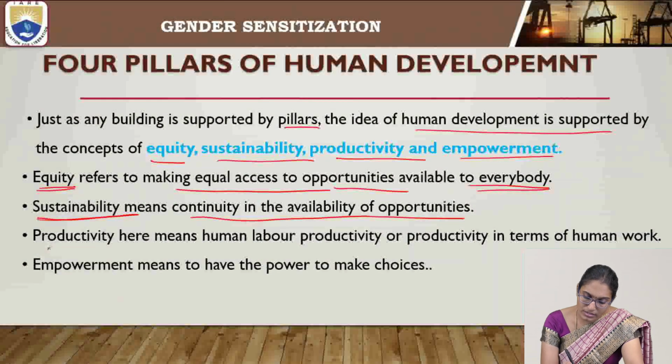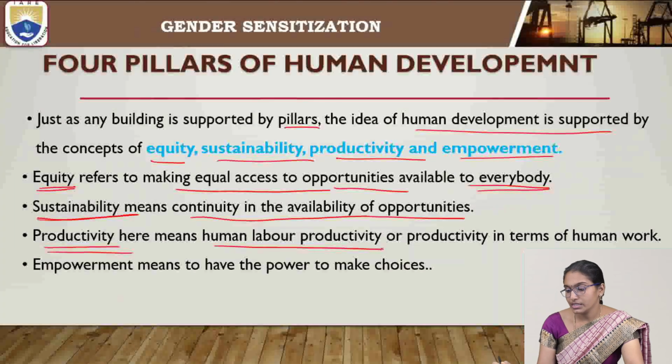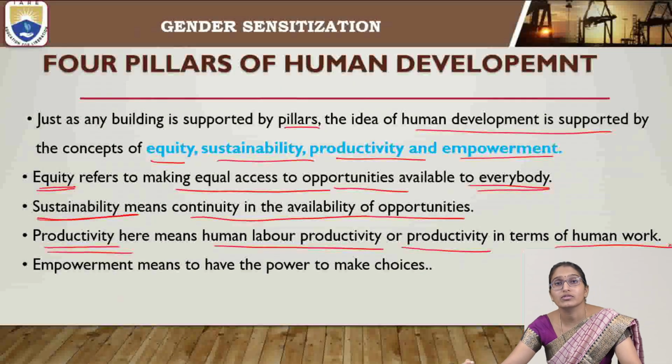So that is considered sustainability. And the next one is productivity. What does productivity mean? This means human labor productivity, or productivity in terms of human work. What is the outcome that you are producing through human work? That is termed productivity.